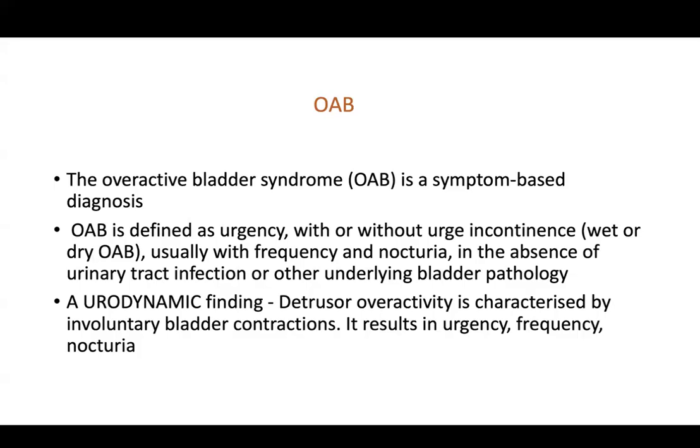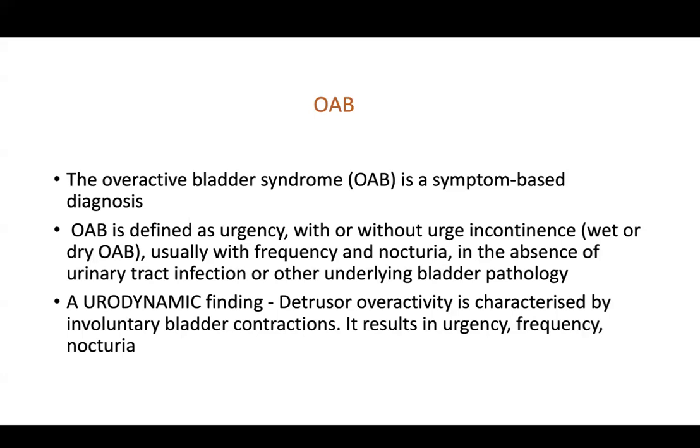So here we can see urgency, frequency, nocturia with or without incontinence. If the patient has symptoms of OAB, that is urgency, frequency, nocturia, but does not have incontinence, it is OAB dry. If the patient has incontinence, that is OAB wet. That means if the symptoms of OAB are associated with leakage, it is OAB wet. If no leakage of urine, it is OAB dry. I hope I'm clear.